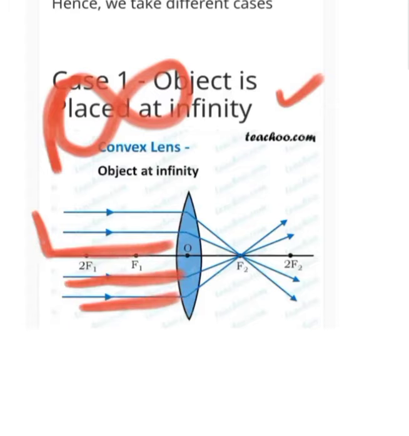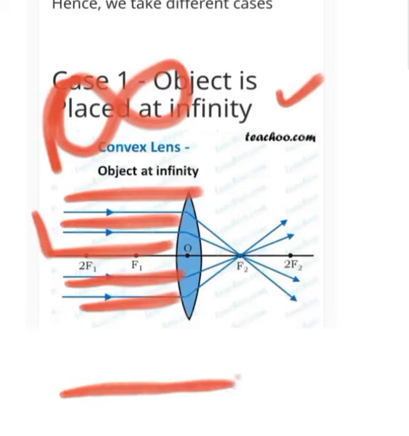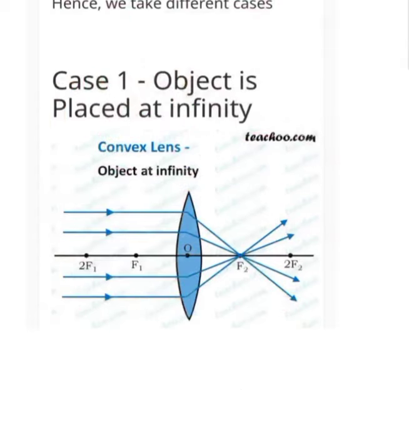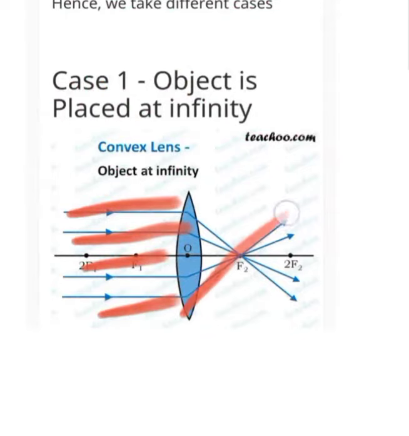The object being at infinity means the rays are parallel. If the rays are parallel, they will go from the focus. So you can see over here that all these rays are parallel and they will go from the focus.